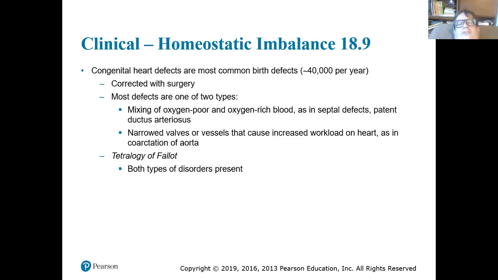Congenital heart defects, there are 40,000 per year. If someone's born with a heart defect, we can try and fix it with surgery. Most of them are two types. The mixing of oxygen-poor and oxygen-rich blood, that would be things like we said, the foramen ovale not closing, the ductus arteriosus not closing. The other problem could be if you have narrowed valves or vessels that make the heart have to work harder.